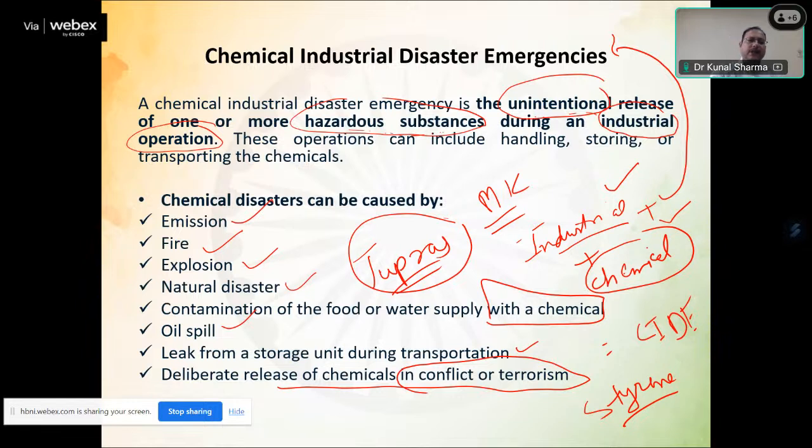You can see this in the case of emission, fire, explosion, contamination, and oil spill. The magnitude is so large that if there is an oil spill, we cannot quantify it as up to a meter or up to a foot. It goes into a big boundary, and that is why it causes a big problem. Because chemicals are involved and the nature of the chemicals is quite different, it is generally classified as a chemical industrial disaster emergency.